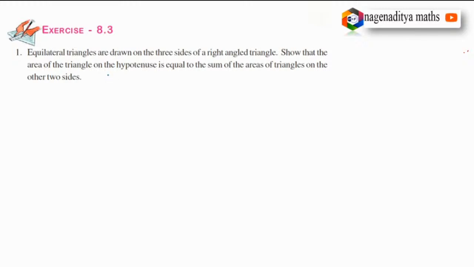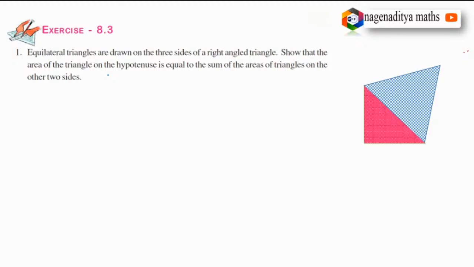So to do this problem, first we have to draw the diagram for the given problem. So this is a right angle triangle. So I am going to draw three equilateral triangles on hypotenuse and the remaining two sides like this.